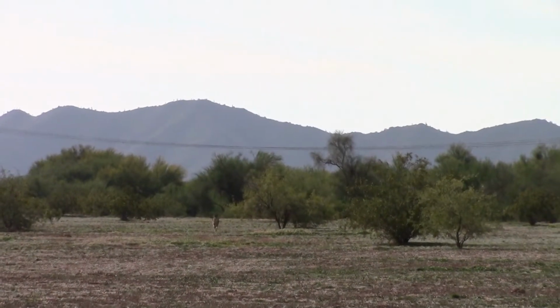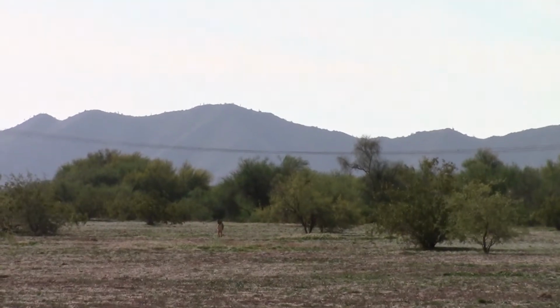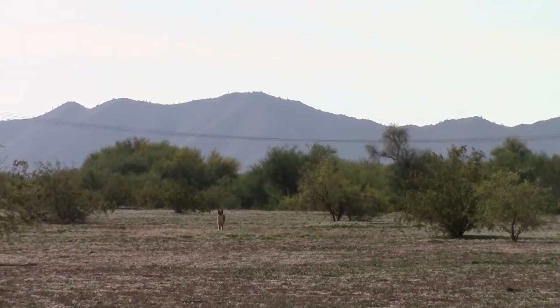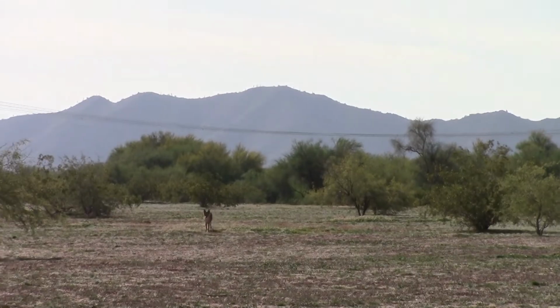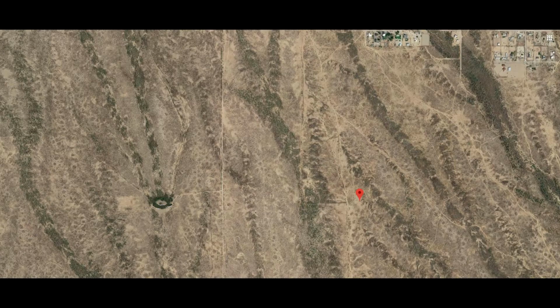Hey guys, Big Mo here with PTG, and today we'd like to take a look at working edges, working transitional areas to see if we can increase our coyote success.